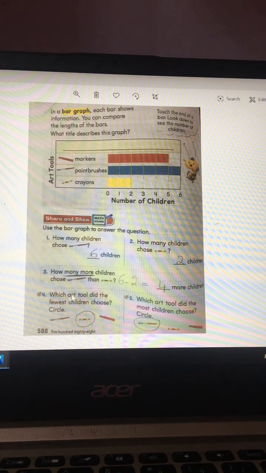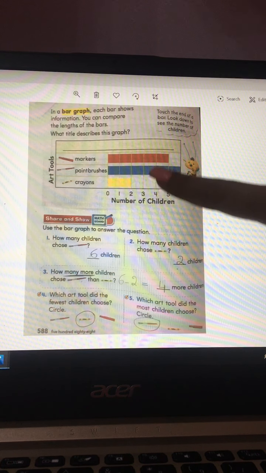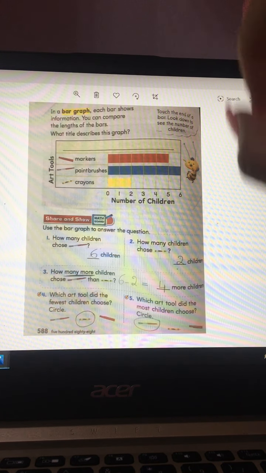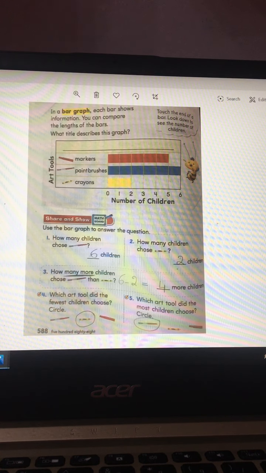Question number 4, which art tool did the fewest children choose? Fewest means the least number, the smallest number of children. Is it the markers? 5 children chose the markers, and 6 children chose the paint brushes, and only 2 chose the crayons. So the answer is obviously crayons. Why? Because only 2 children chose crayons.